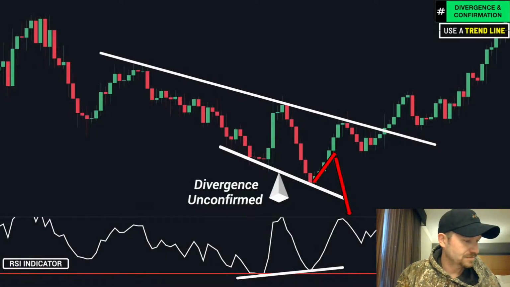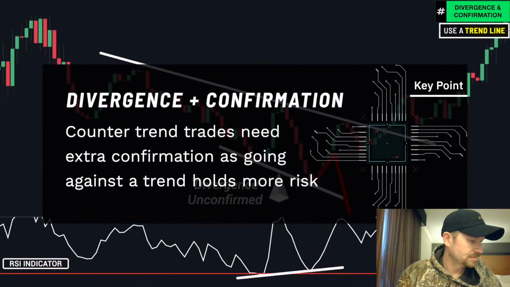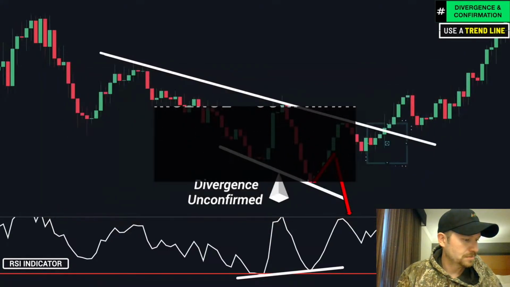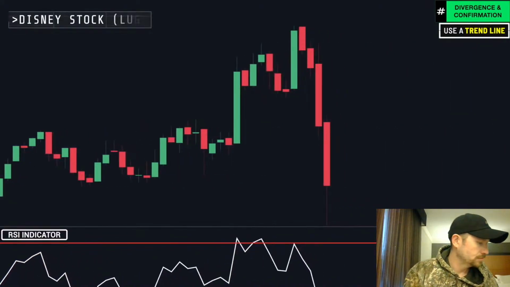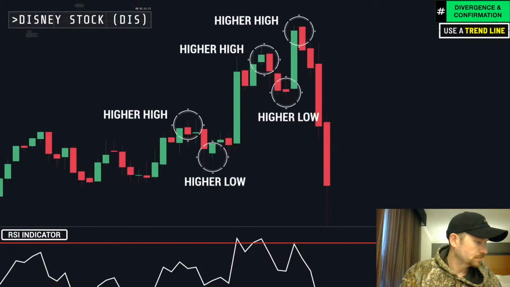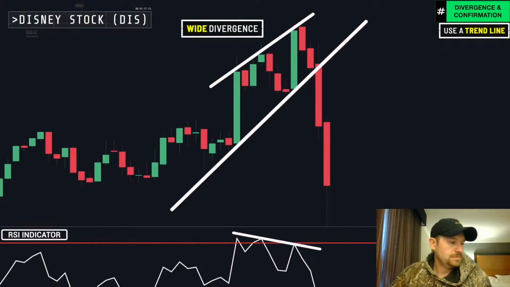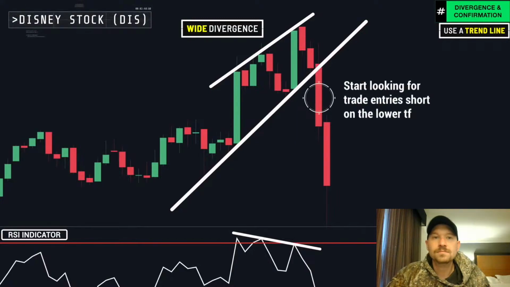And then it continued down. Again, you are going counter trend, and counter trend trades need extra confirmation as they hold more risk. So this works the same with stocks. Here's the Disney stock. You again had your moving uptrend as price was making higher highs and higher lows. You had your clear wide divergence. You then had your trend line applied. And once you have price break through the trend line, the divergence is confirmed, which presented a possible short trade opportunity.